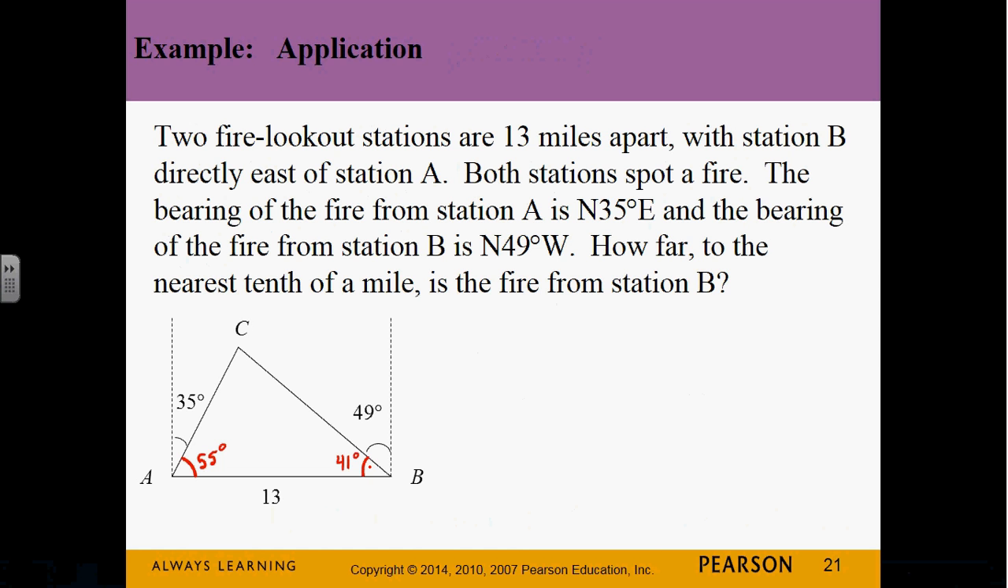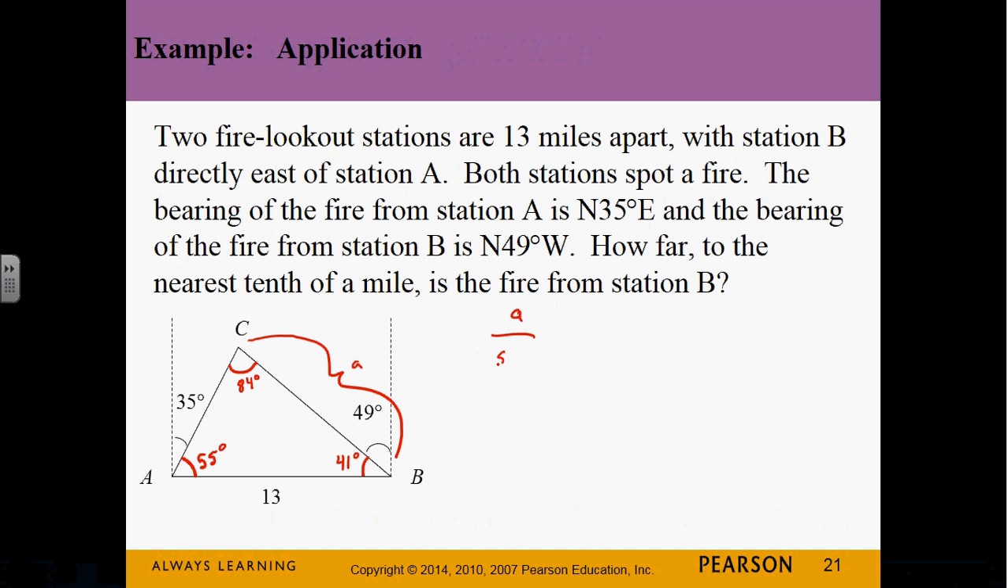So now I've got big A, big B, and little c. Do I know big C? Absolutely. I just do 180 minus 55 minus 41, and that's 84 degrees. So I'm trying to find how far, to the nearest tenth of a mile, the fire is from station B. So I'm looking for this length, which is what letter? It's little a.